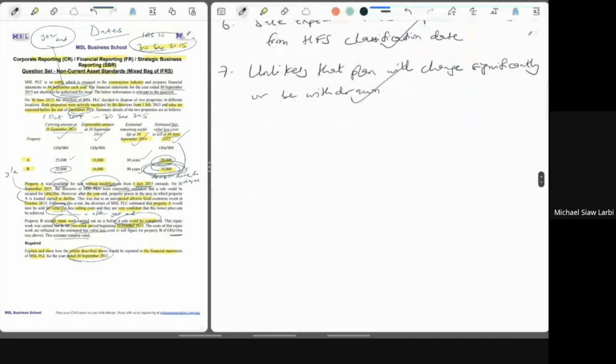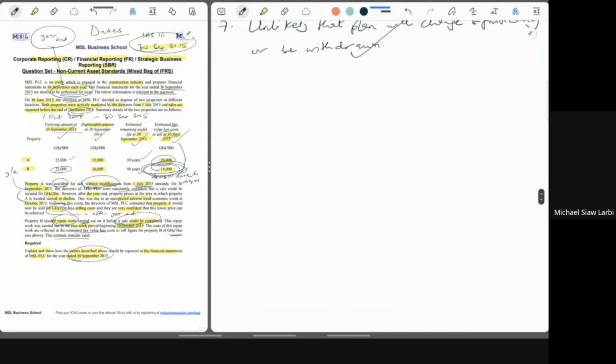We can mention here that in this particular case, what is happening? We talk about the fact that this is under IFRS 5, right? So our applicable standard is IFRS 5, which covers non-current assets held for sale and discontinued operations. Okay, so let's start with property A.